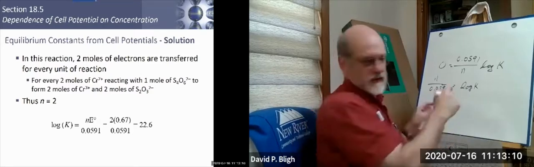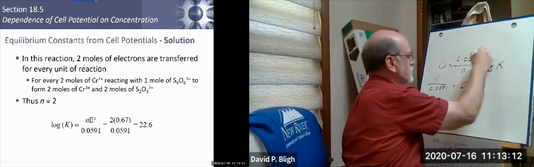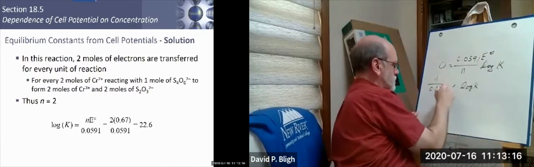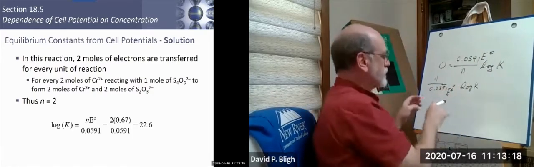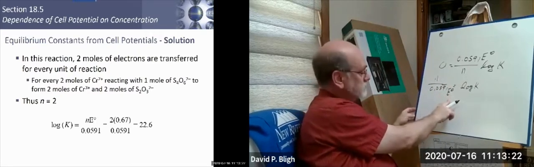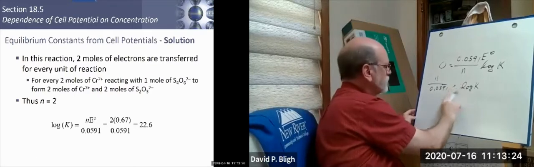Now what we have to do is substitute. Wait a minute, I left out the E. Right. Now what we have to do is substitute 2 in here and 0.67 in here. No, excuse me, wrong.